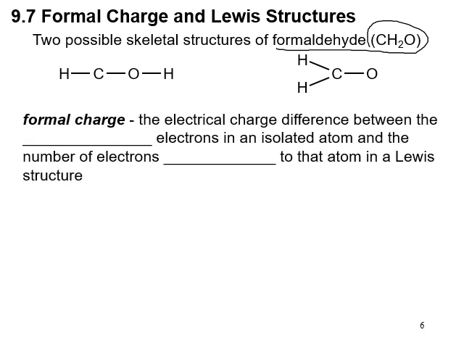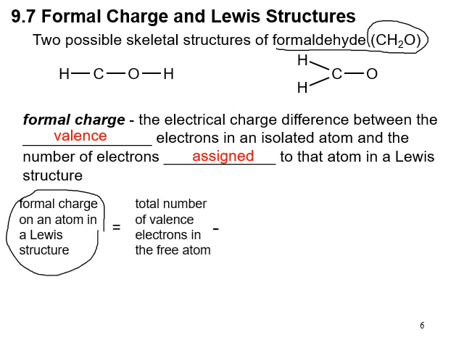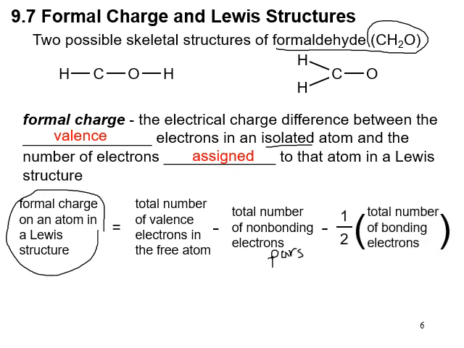Formal charge, by definition, is the electrical charge difference between the valence electrons in an isolated atom and the number of electrons assigned to that atom. So that sounds a little strange, but we'll do some examples. Or you can use this little equation. This equation is to calculate formal charge. The formal charge on any atom in a Lewis structure is equal to the valence electrons in the free atom, they call it isolated up here, and you subtract the total number of non-bonding electrons, so those would be non-bonding electron pairs, and then you subtract out half of the total number of bonding electrons.